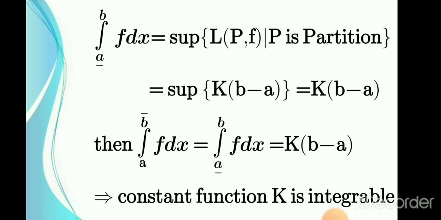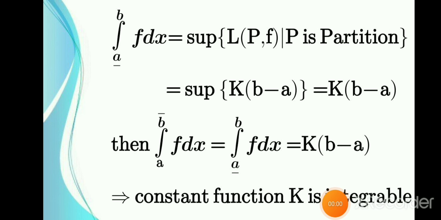Integration of f dx from a bar to b equals the supremum of the lower sum such that P is a partition, equals the supremum of k into b minus a, equals k into b minus a. Then the upper integral equals the lower integral, therefore the function is integrable. Thank you.